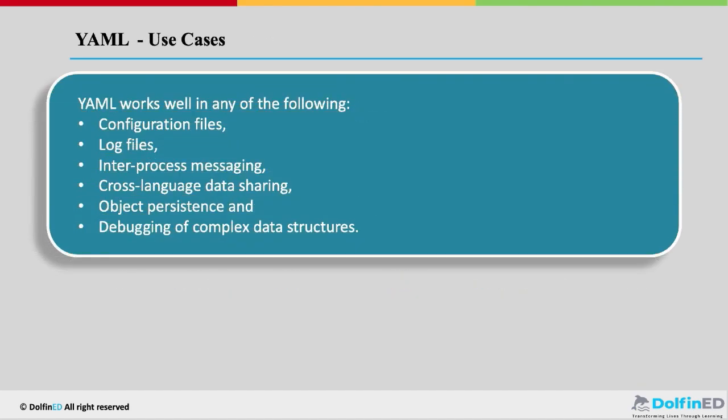Where do we use YAML? What are the typical use cases? We can use YAML for configuration files. We can also use it for log files, for inter-process messaging between different application components, for cross-language data sharing, as in the example we have seen between JavaScript and Python, for object persistence, storing objects as well, and for debugging of complex data structures. These are all typical use cases for YAML today. And when it comes to configuration files, we need to think about Helm, Docker, Kubernetes, Chef, Puppet, Ansible, and so on.